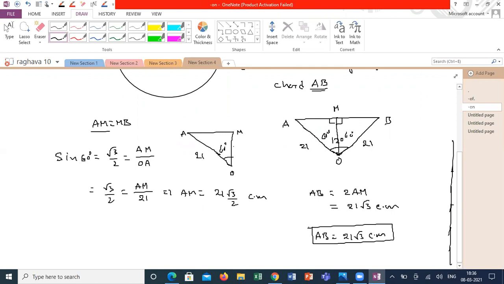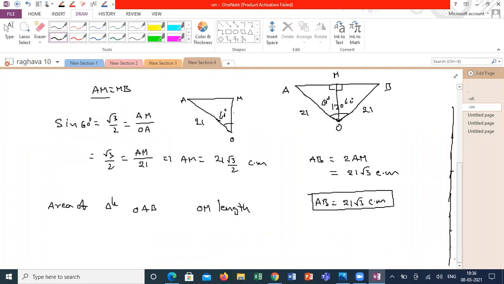Now, how to calculate the area of triangle OAB? We need to find the OM length. How to calculate OM length? Using trigonometry. Which angle do I have to take here? What is the cos 60 degrees, sir? Cos 60 is how much? 1 by 2. So adjacent side by hypotenuse. So OM will be equal to 21 by 2 centimeter.